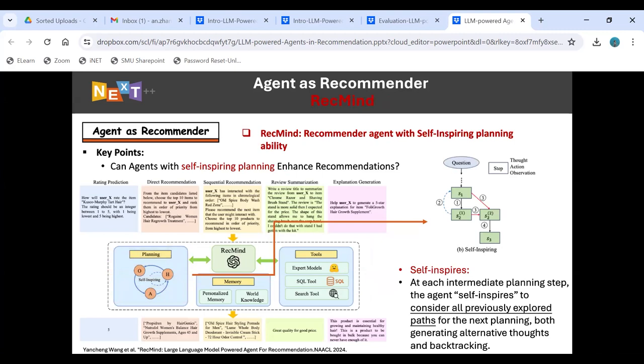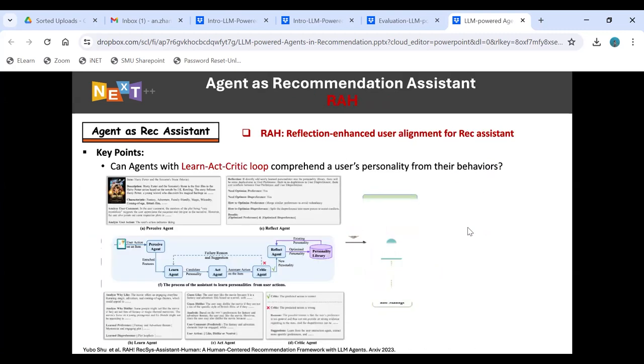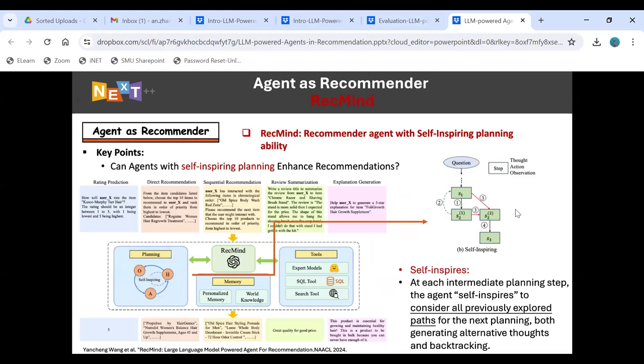And Recommender-R1 is trying to use self-inspiring planning, which is a reasoning algorithm, to help build the agents. At each intermediate planning step, we can find out that the agent self-inspires to consider all previous explored paths for the next planning, both generating alternative thoughts and backtracking. So for the first step, it goes this way, but it can go back and forward through different ways. So it's kind of a reasoning algorithm to help do the recommendation here, like self-inspiration.